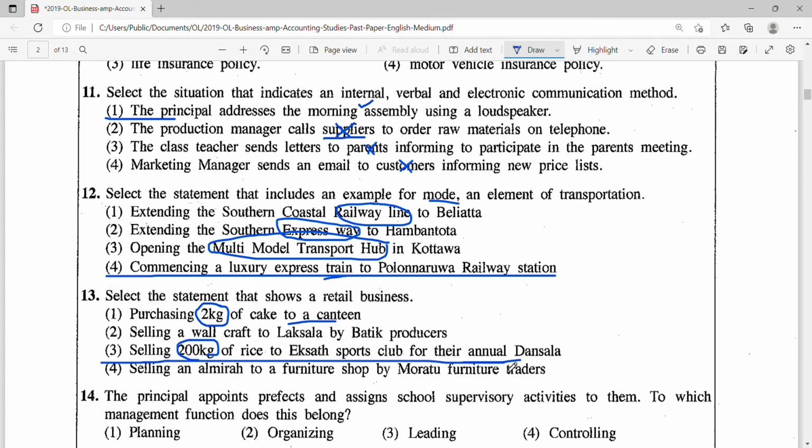A lot of students made error in this particular MCQ question because the moment they saw the quantity, they gauged that okay, answer 1 should be the answer because you have bought a 2 kilo cake, whereas in answer 3 you are talking about 200 kg of rice. But with the quantity, the primary way to distinguish between retail and wholesale is the purpose of purchase, whether it's final consumption or not, or whether with an intention of resale. So even if you buy a larger quantity, if that quantity is for a purpose of final consumption, then yes, it belongs into retail trade.